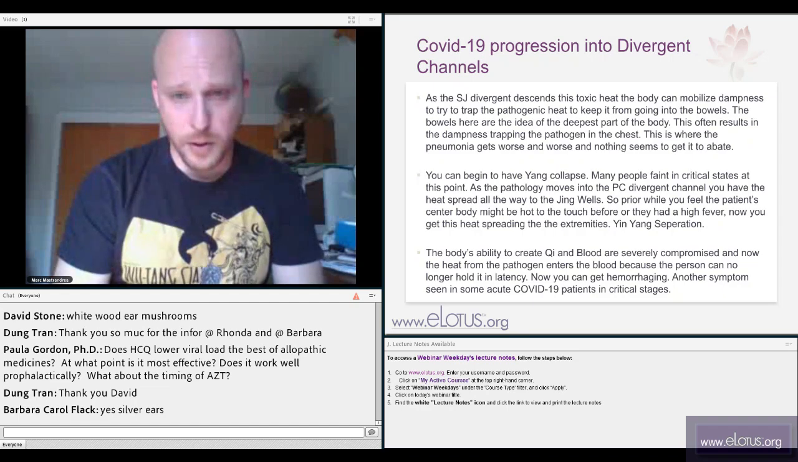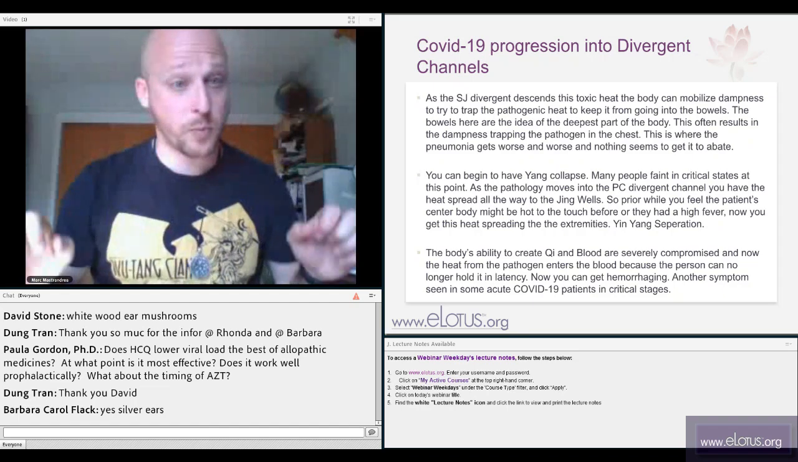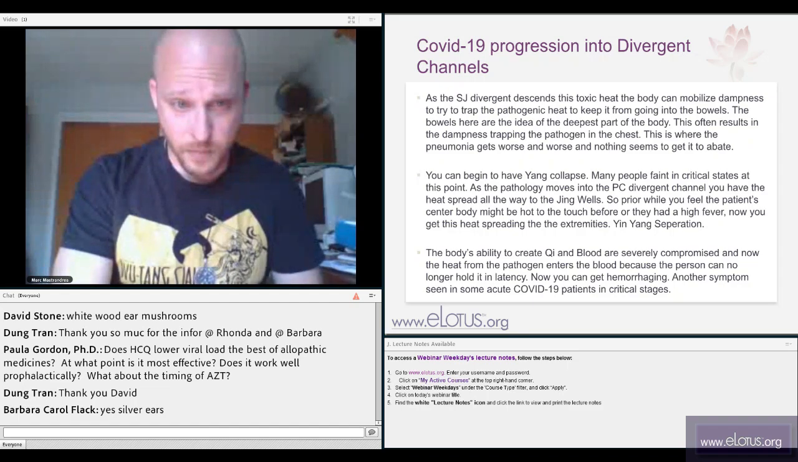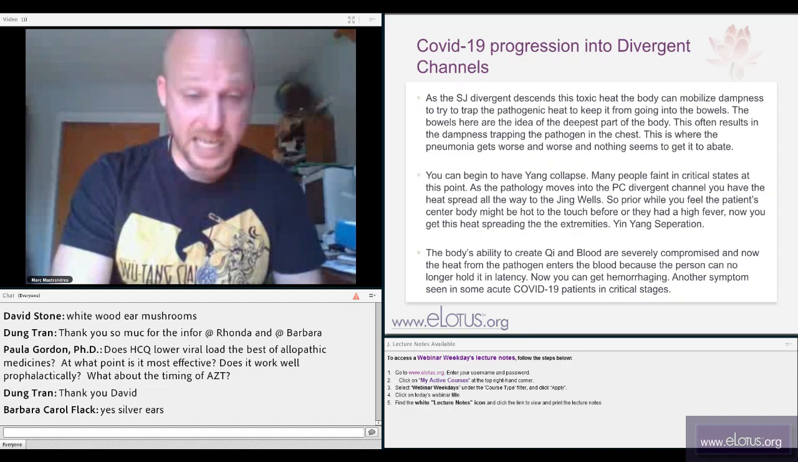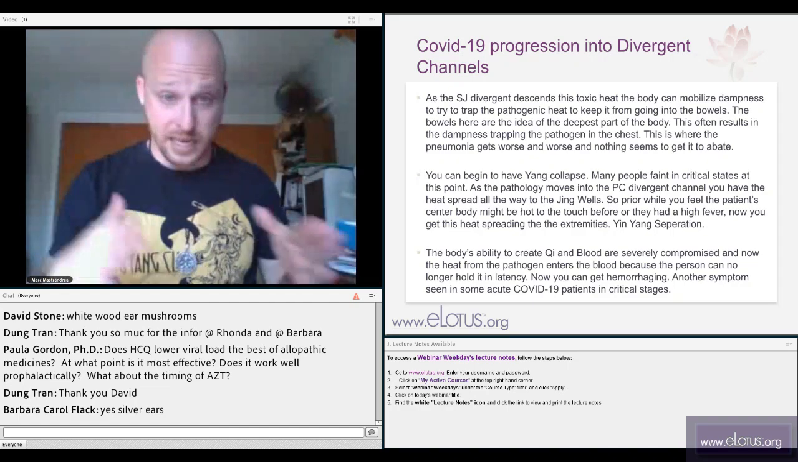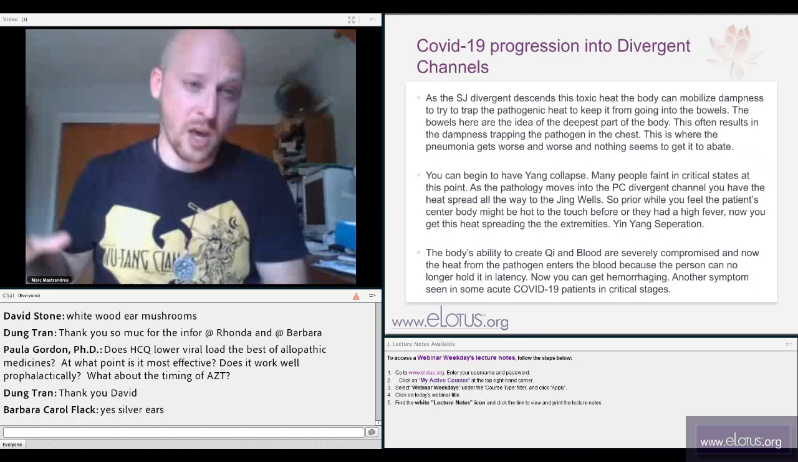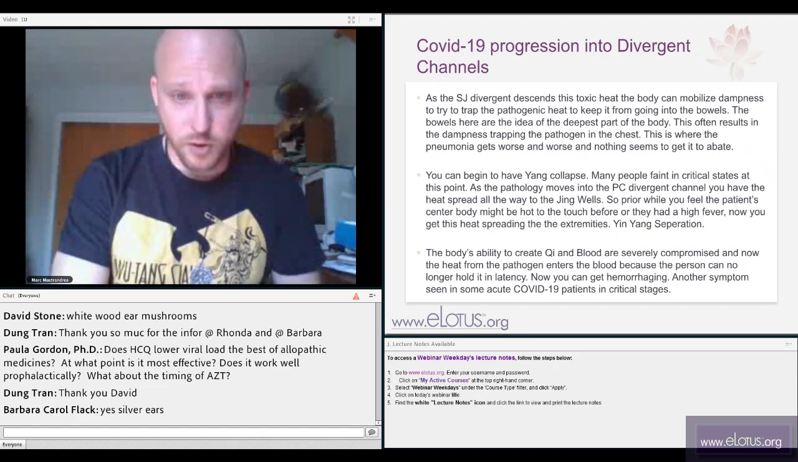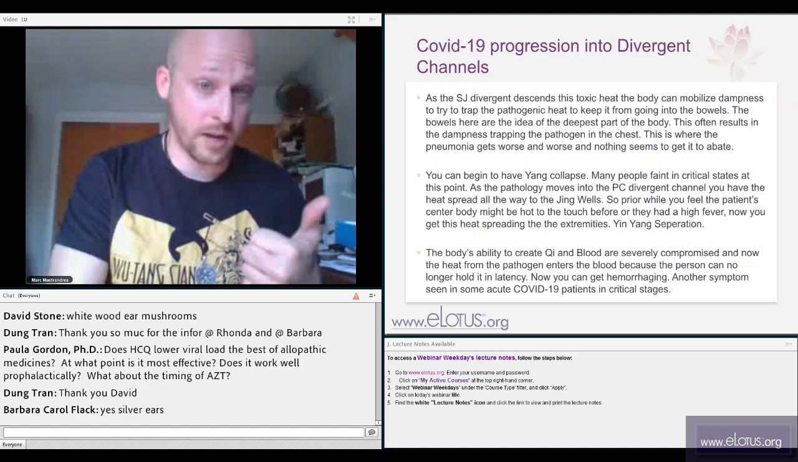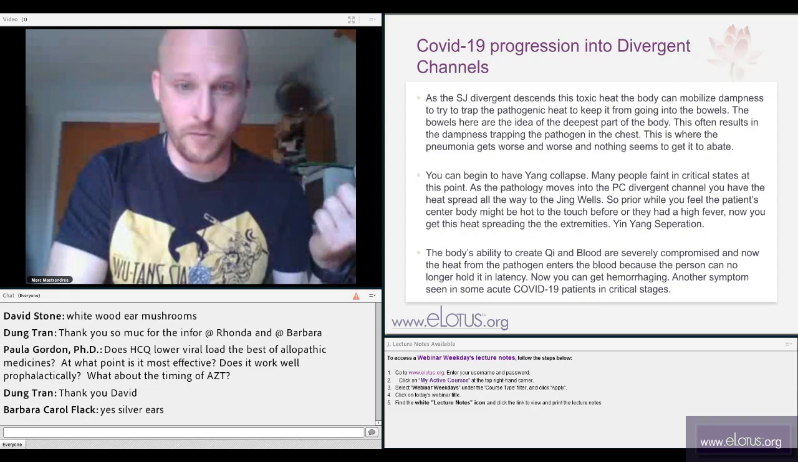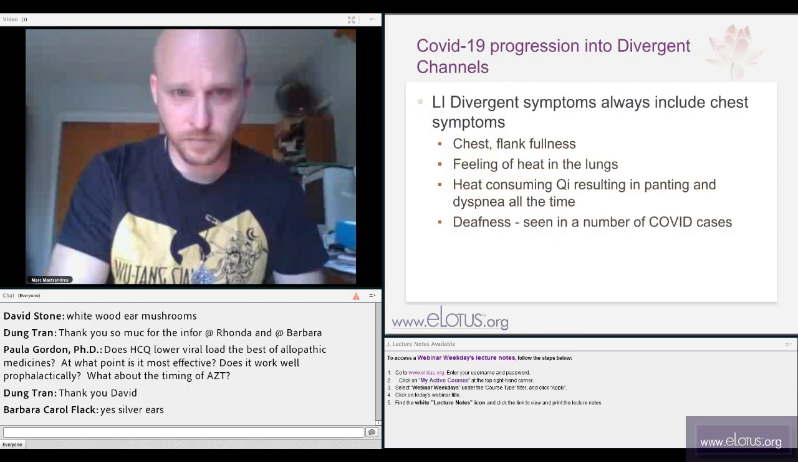So as the pathogen moves into the pericardium channel, you have this heat spreading. It spreads out to the jingwells and the palms. That's why you have that. The body's ability to create qi and blood is severely compromised now, and the heat actually enters the blood because the body can't keep it away. It can't divide up its resources to use some blood to keep the heat away. So it enters the blood, and now you've got hemorrhaging. You've got severe hemorrhaging at the pericardium level, which is another symptom seen in what? Acute COVID in critical stages.